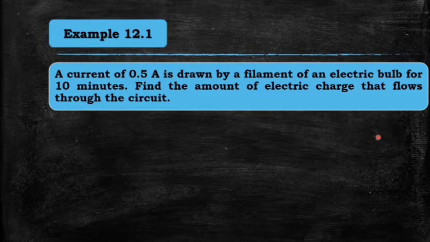A current of 0.5 ampere is drawn by a filament of an electric bulb for 10 minutes. Find the amount of electric charge that flows through the circuit. What they are telling is, a current of 0.5 amperes is drawn by a filament of an electric bulb. That is, an electric bulb is drawing 0.5 amperes of current for 10 minutes. Find the amount of electric charge that flows through the circuit.